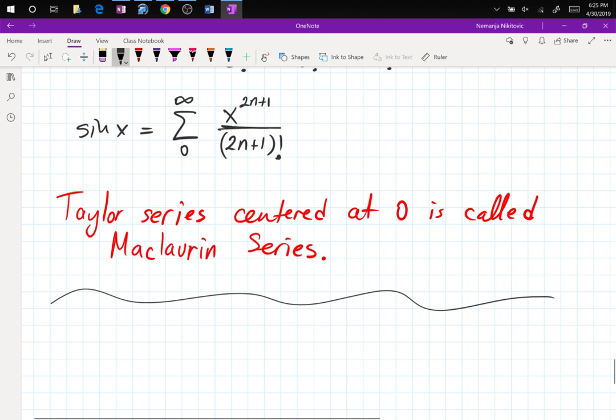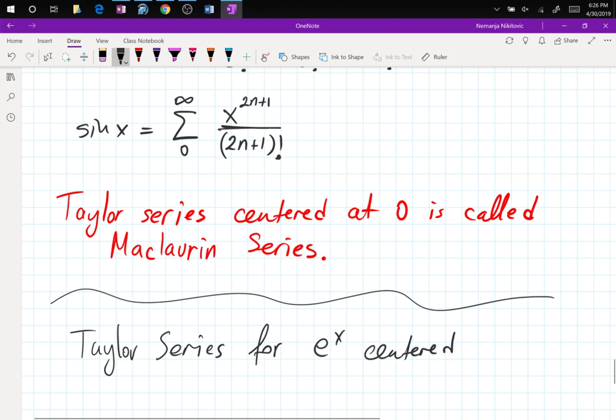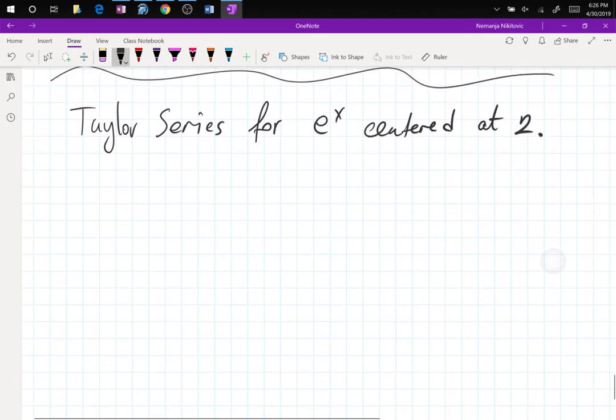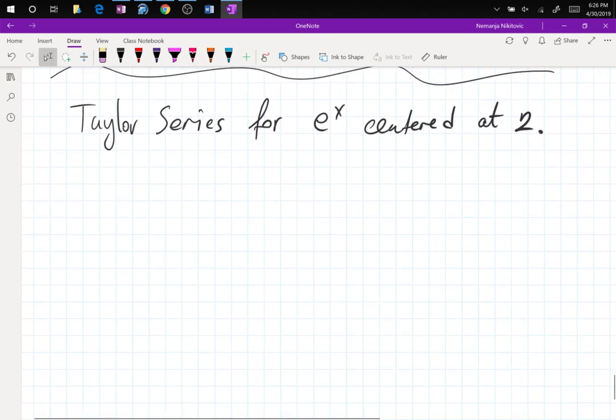Let's take a look at the Taylor series for e to the x centered at 2. So this is a Taylor series, and it's going to be centered at 2. My function f of x is e to the x, and then I have to find many derivatives.